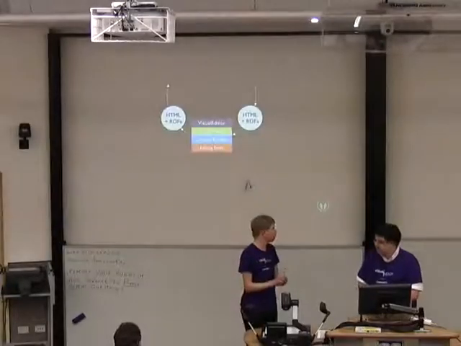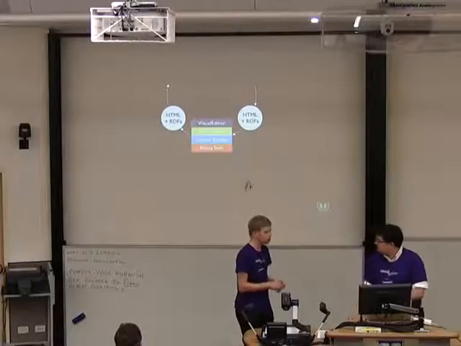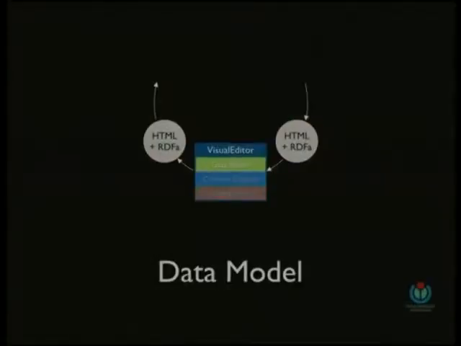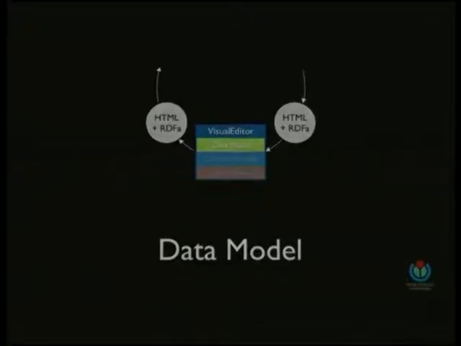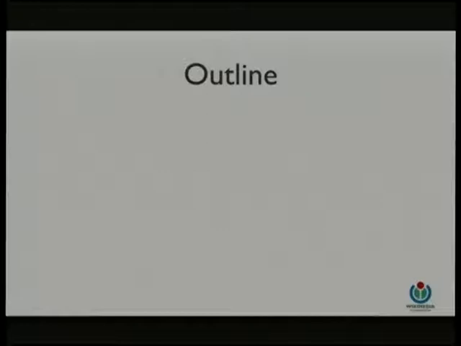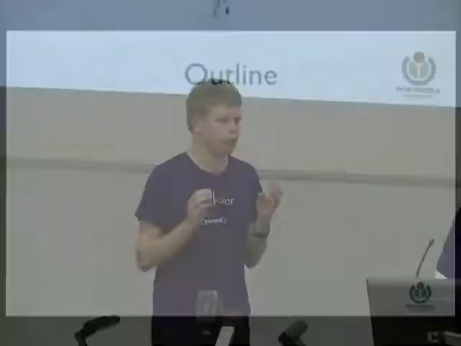So yeah, let's talk about some technical details. Visual Editor is sort of made up of three main layers that manipulate the HTML coming in and going out. I'm going to discuss the first two, and James is going to discuss the latter. But I'm going to start with the data model, which is basically Visual Editor's internal representation of the HTML document that it's editing.